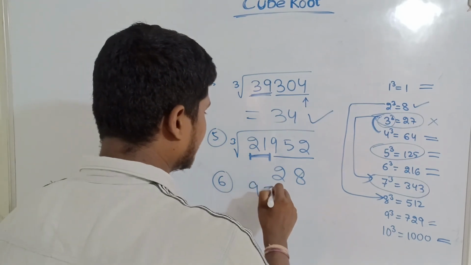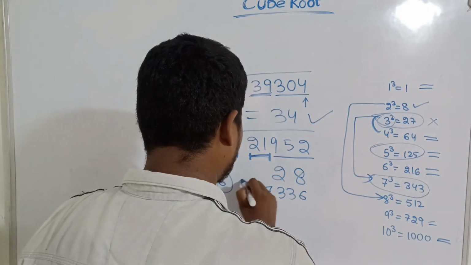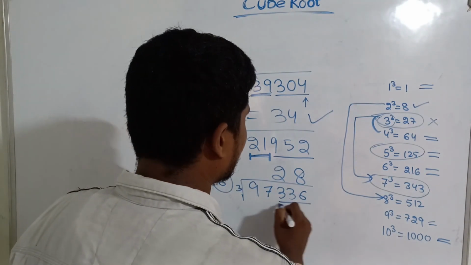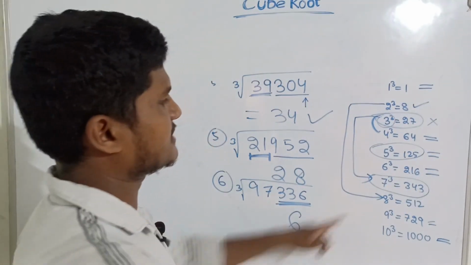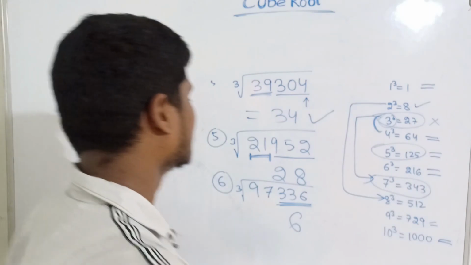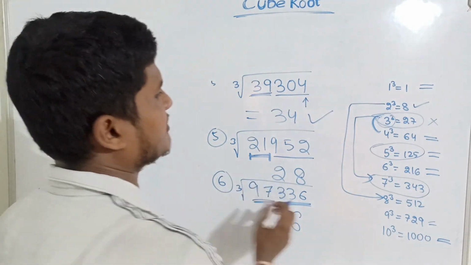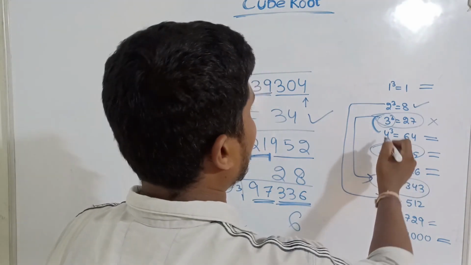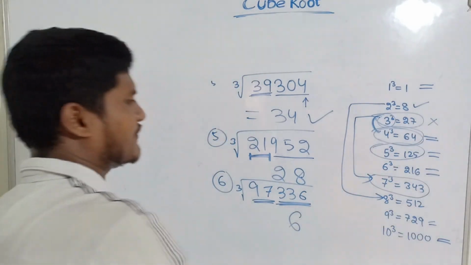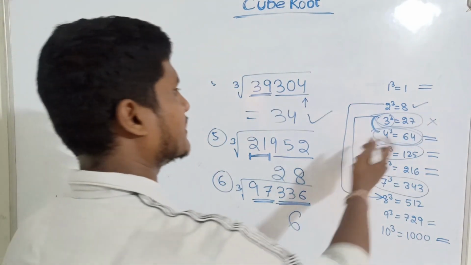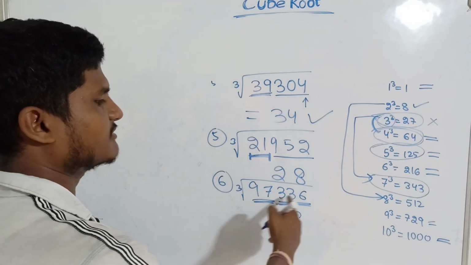97336. I want to find the cube root of this number. So here also, which number's cube has unit digit 6? 6 cubed has unit digit 6. So 97. Which number's cube is nearest to 97? 5 cubed is 125, 4 cubed is 64. You cannot take 125 because 125 is more than 97. So you can take 4. So 46 cubed is 97336.